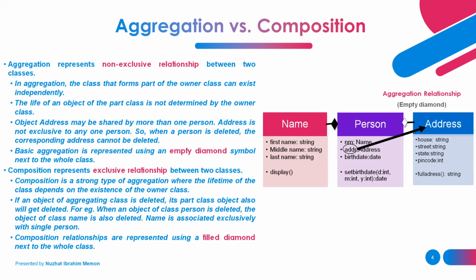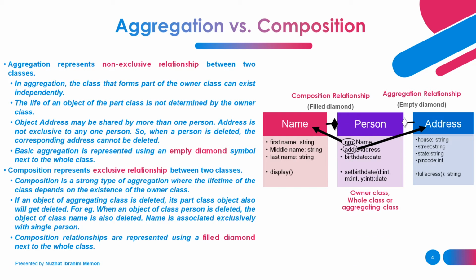Composition is a strong type of aggregation where the lifetime of the part class depends on the existence of the owner class. Composition implies a relationship where the child cannot exist independent of the parent. If an object of the aggregating class is deleted, its part class objects also get deleted. Here in this example, we will see the relationship between name and person. For simplicity, we will say that name is associated exclusively with a single person. Here we will assume that no other person has the name Nuzhat other than me. Composition represents an exclusive relationship and is represented using a filled diamond.